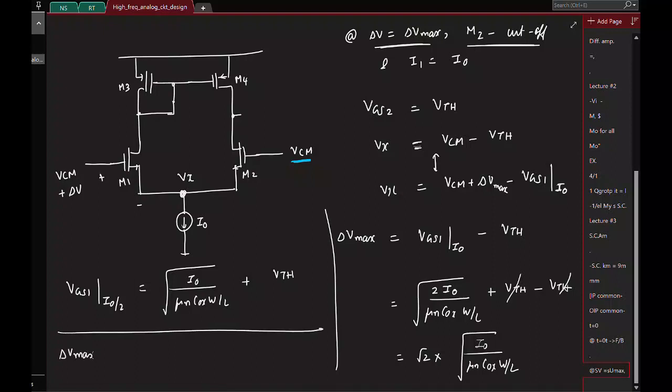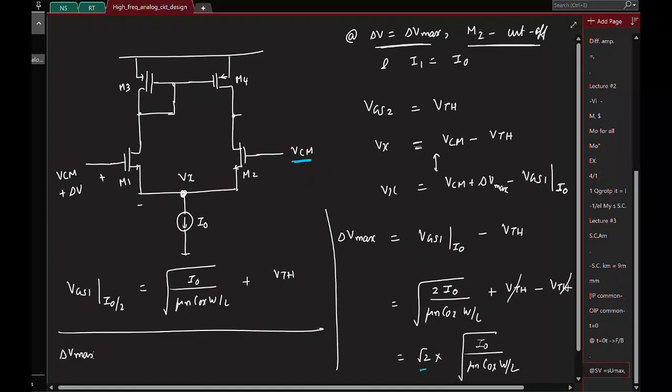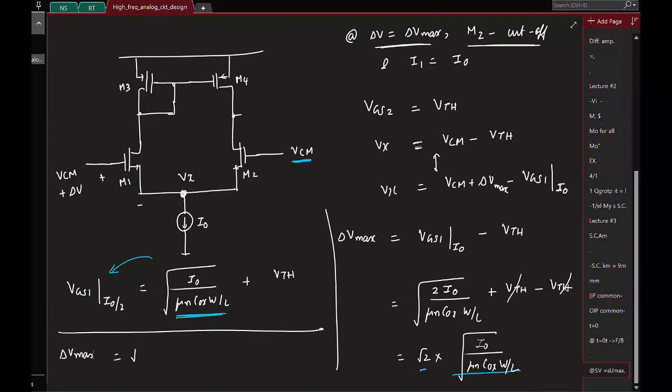So delta V max is square root 2 times this expression. And what is this expression? It's root 2 of the VGS minus VTH at a current of I naught by 2. In other words, this is the VD sat of the transistor M1 when it is carrying a current of I naught by 2.